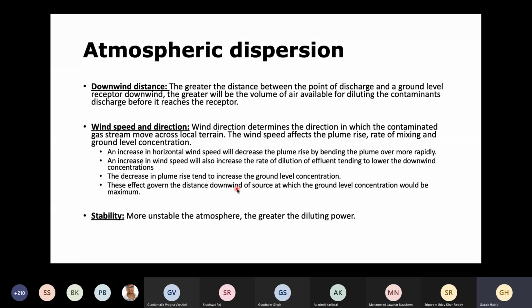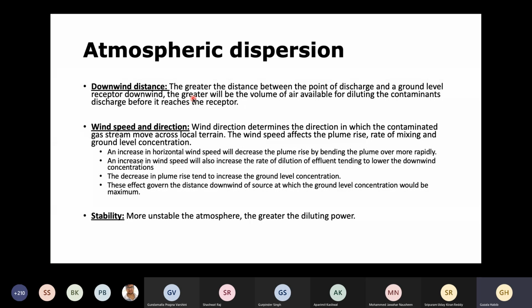For the industries, downwind distance: atmospheric dispersion will also depend upon the downwind distance. The greater the distance between the point of discharge and the ground level receptor... What is a receptor? Say there is a commercial and residential establishment 100 kilometers away from the stack. That is the receptor site.